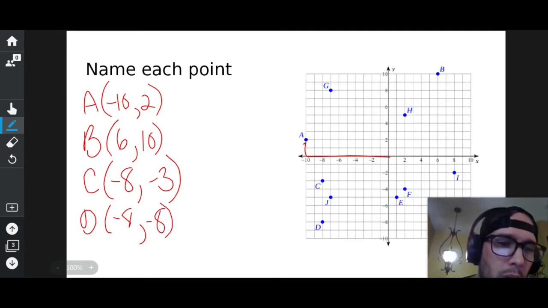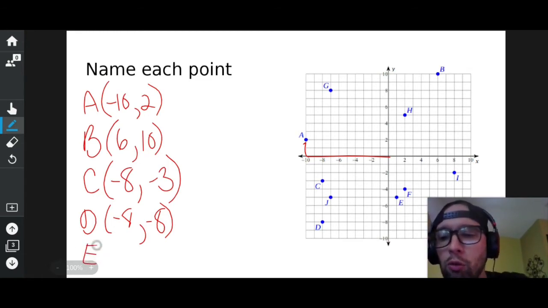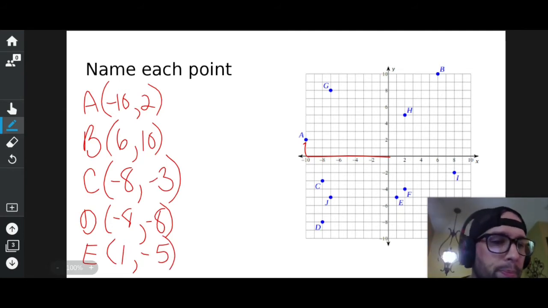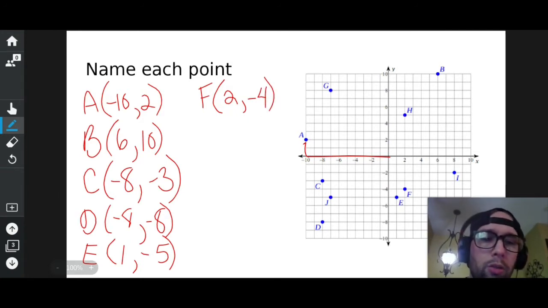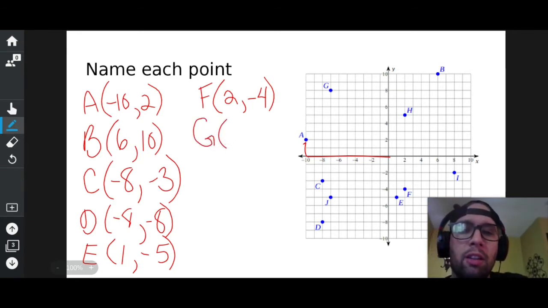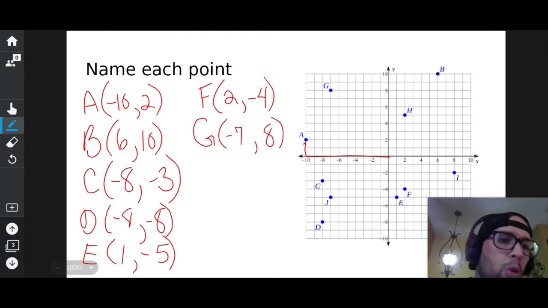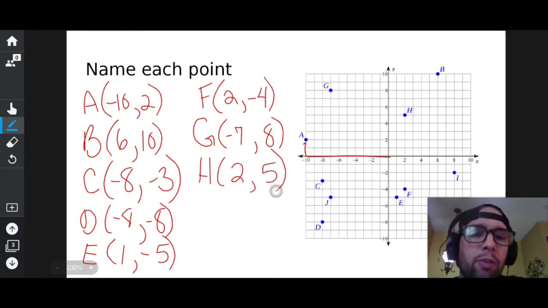E is right 1, down 5. So E is 1, negative 5. F is right 2, down 4. G is left 7, up 8. So if G is left 7, that's negative 7. Up 8 is positive 8. H is right 2, up 5. So H is going to be right 2, which is positive 2, up 5, which is positive 5.